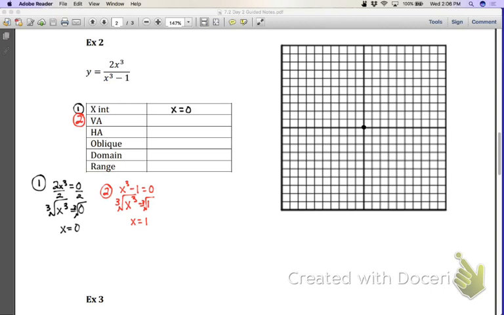So then what is my vertical asymptote? X equal to 1. So what does that mean needs to happen on my graph? I need to have a dashed line here at 1.